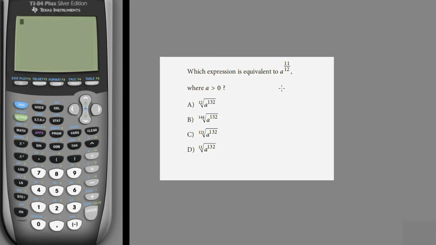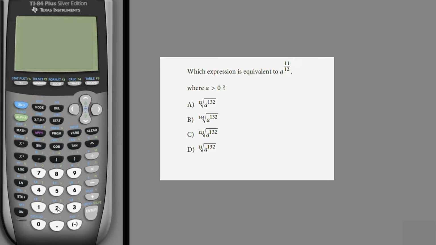Alright, considering the nature of the question and the options we have, let's experiment with 2 to solve this question. You can use 3 to still work, but I'm going to use 2 to get the solution. Now let's call our a to be 2. So what it means is that when a is 2, this will be 2 to the power 11 over 12. Let's evaluate in the calculator and see what it's going to give us.